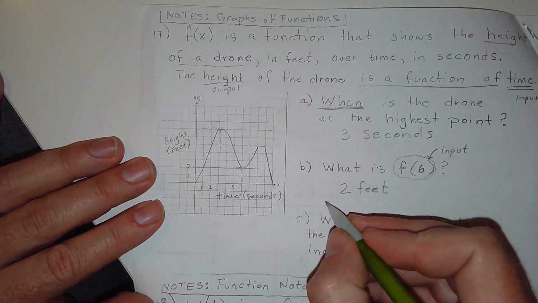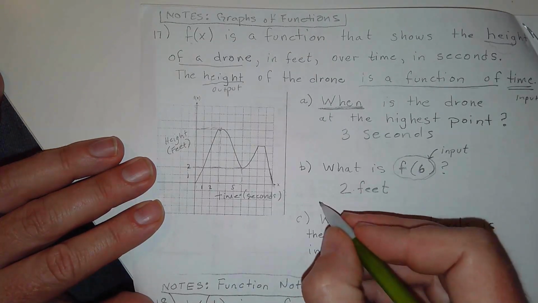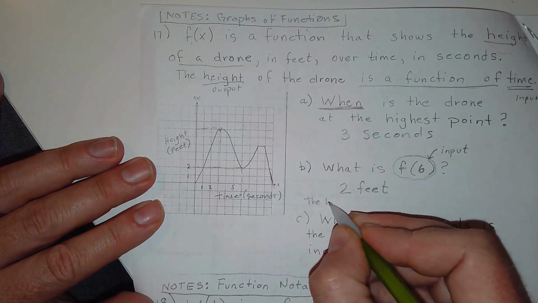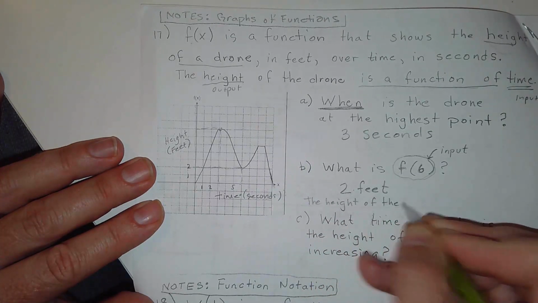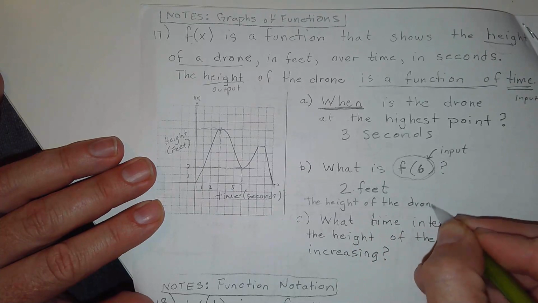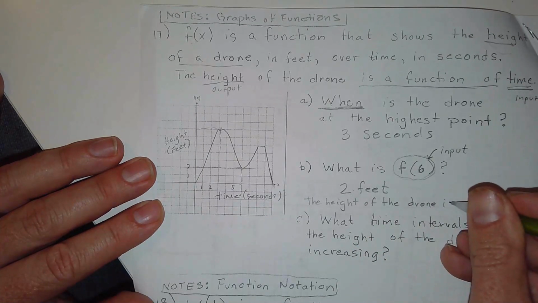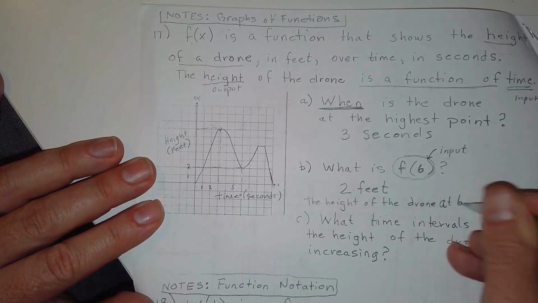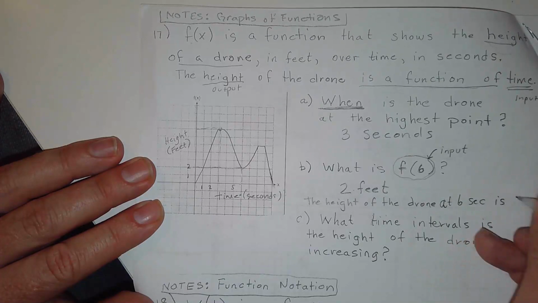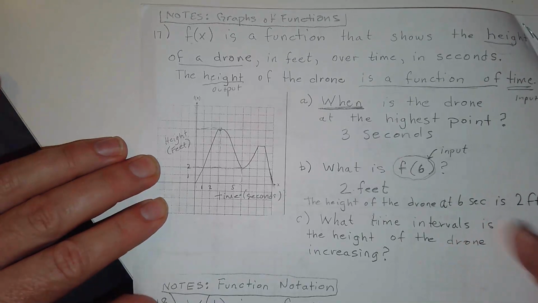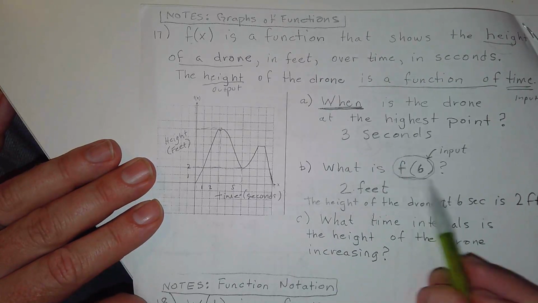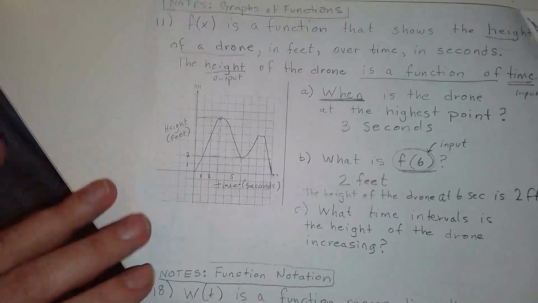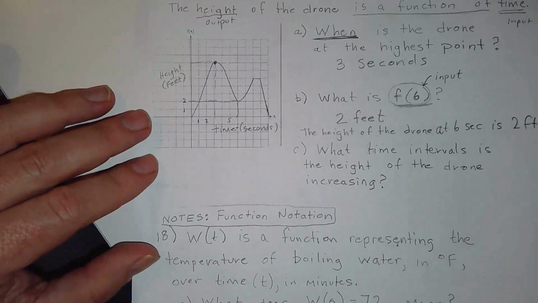And I can write that out also. The f of 6 says, the height of the drone, and in parentheses, the height of the drone at 6 seconds is 2 feet. So it's a lot of words, but that's the power of the function notation, is that if you understand it, it's much shorter to write.